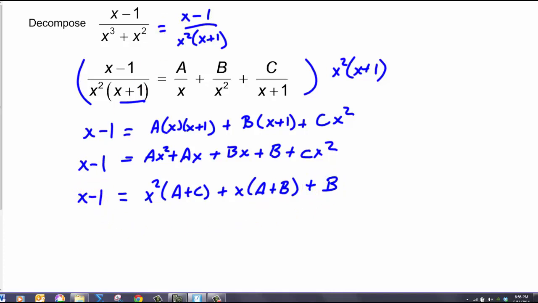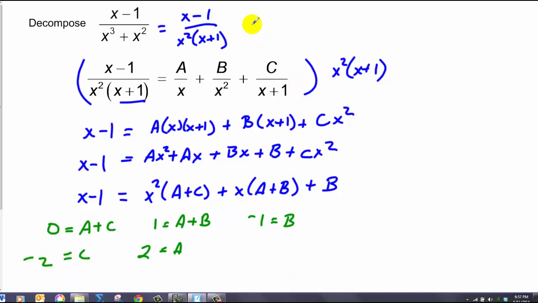When I compare that to my left-hand side of the equation, I notice there are no x squared terms over here, which means the coefficient must be 0. So I know 0 is equal to a plus c. My x coefficient is 1, so 1 must equal a plus b. And in this case, my constant is -1, so -1 must equal b. Given that, I can go back over to this equation here, and if b is -1, I know a is equal to 2. And I know if a is equal to 2, then c must equal -2.